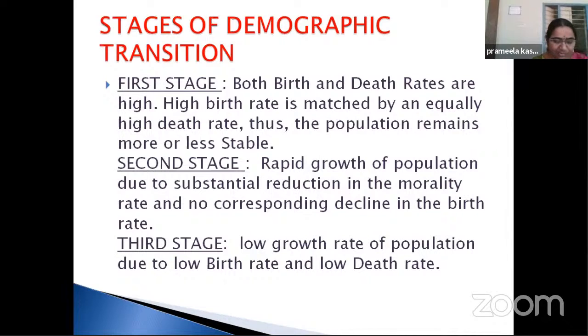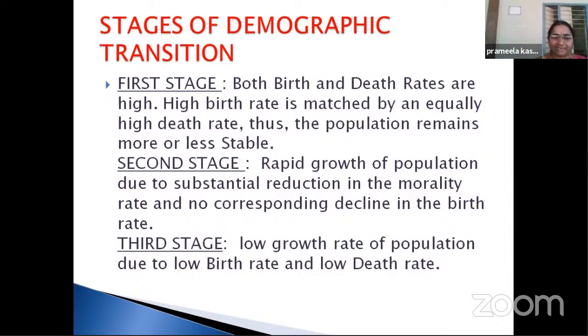If we go to the Indian economy, we can find this stage before 1921. Next, the second stage is characterized by rapid growth of population. We can find high growth of population in the second stage of demographic transition theory. When development takes place in the economy, the mortality rate automatically declines, but we cannot find a decline in birth rates. Due to the reduction in mortality or death rates, and no corresponding decline in birth rate, rapid growth of population occurs in the second stage of demographic transition.